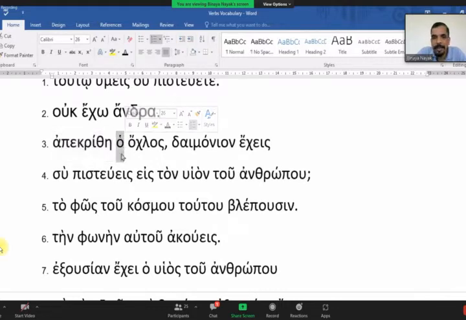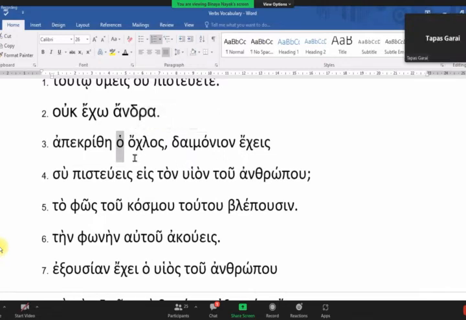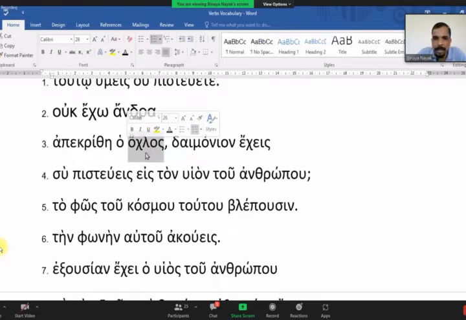We have an article here. What case and what number and gender is it? Can anybody recall? This is masculine, nominative, singular or plural? Singular. Okay, so this would indicate there is a noun around it. So apekrithe is a verb, so you have a noun here, it is a crowd. Ochlos is crowd. I hope it is on the vocabulary list which was given on Friday. So the crowd answered. What did they answer? You have a demon. Daimonion.